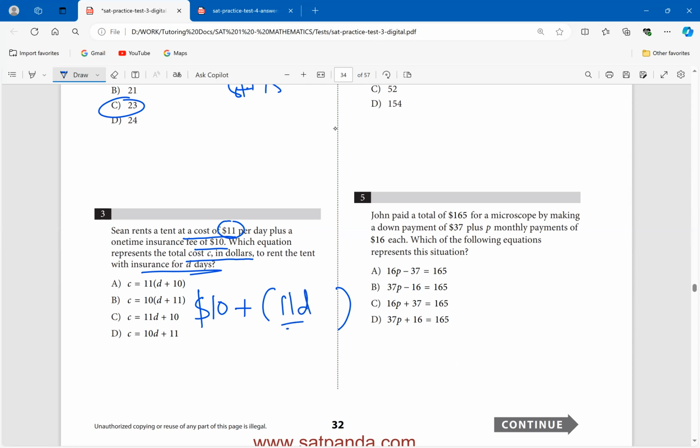Now it's D number of days, so obviously 11 would be multiplied with D. Why? Because if on one day you're paying $11, then on D number of days, how much will you be paying? You'll be paying 11 multiplied by D. So automatically this expression will be 11D. That being said, if you have 11D, you are obviously adding it to the insurance fee of $10, which is a constant value. So 11D plus 10, that is it. This is the expression. Again, option C.